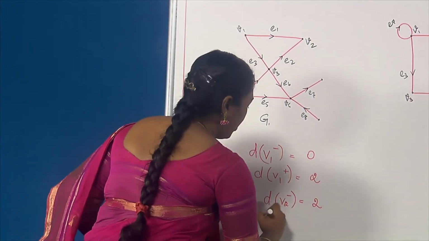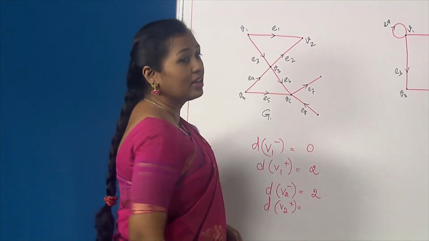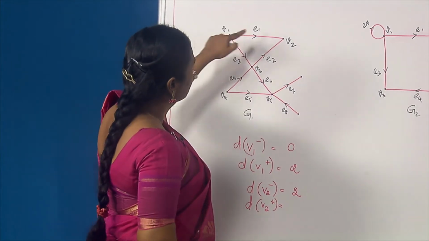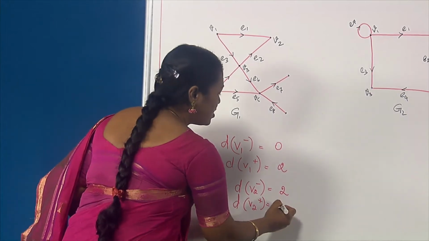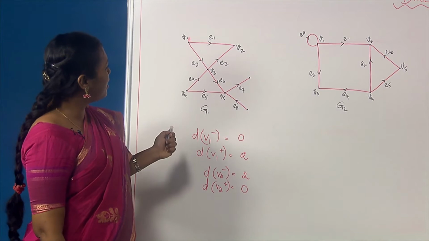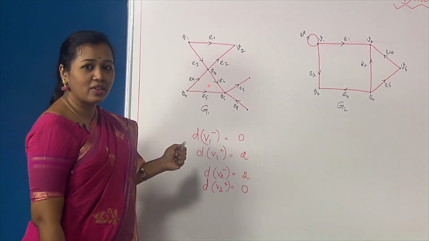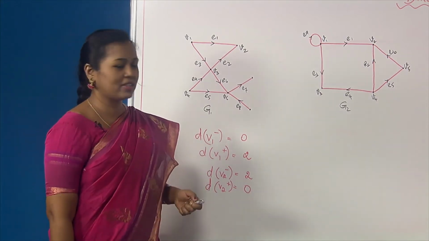But d plus of V2, that is the number of edges going outside of V2, of course there is no edge going outward, therefore this is equal to 0. So as you can see, we have calculated the in degree and the out degree of these two vertices V1 and V2. You can calculate the in degree and out degree of the other vertices in this graph. You can try this on your own.